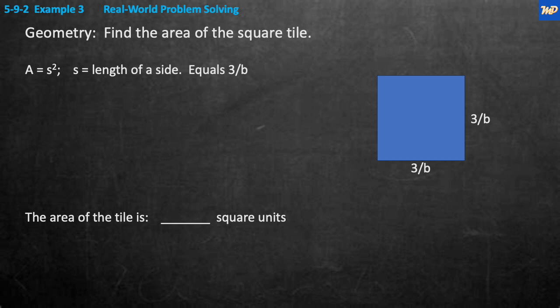But the process is basically the same, but it's a square, so every side is equal. So the area A is equal to s squared, the side squared, where s is the length of a side, and the length of a side is 3 over b. We know that. So we're going to square it. So that's 3 divided by b times 3 divided by b. So it's going to be 3 divided by b, in parentheses, squared. Okay, that's each side squared.